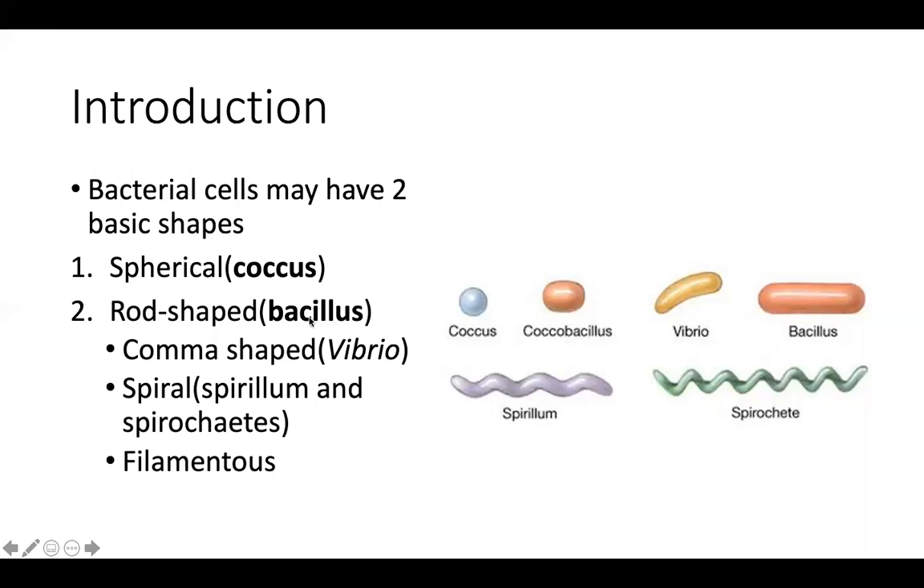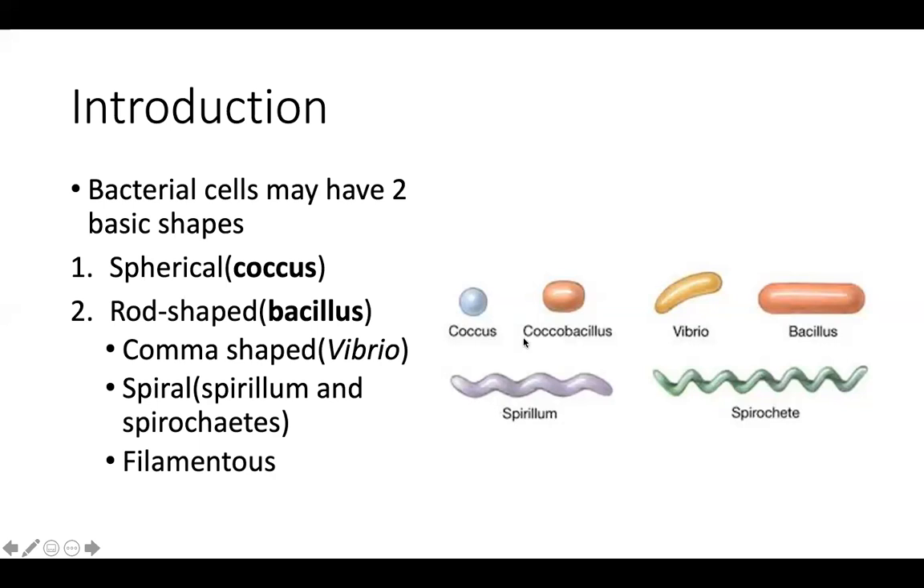Now, the bacillus could also have different shapes, comma-shaped bacteria. An example is the genus Vibrio, where we find the species Vibrio cholerae, which is the cause of cholera. They could be spiral. We have examples of spirillum and spirochetes that you will cover later on. And you could also have the filamentous bacilli. And to the right, you can see some of the diagrams of the different bacterial cells.